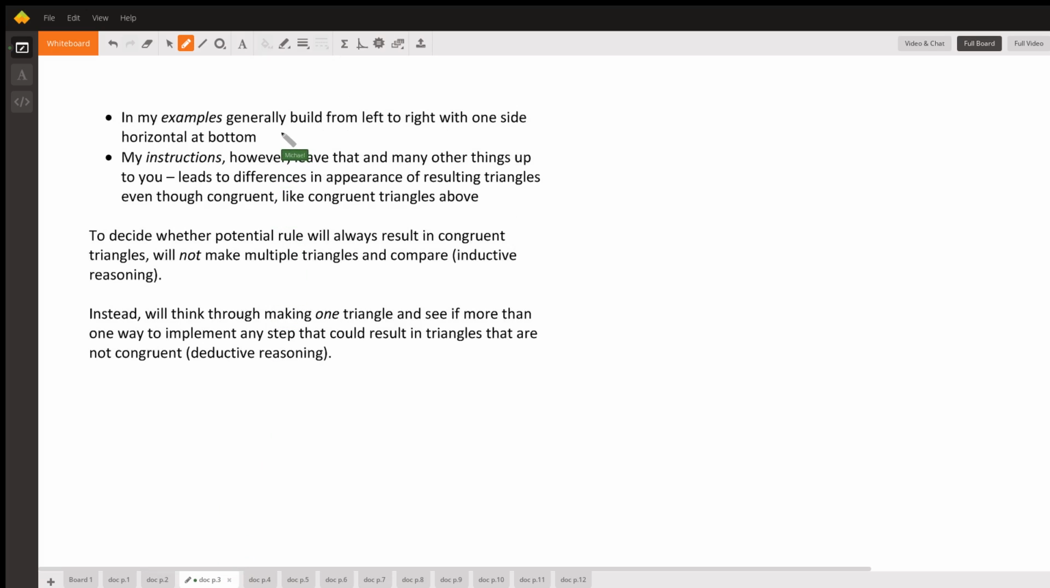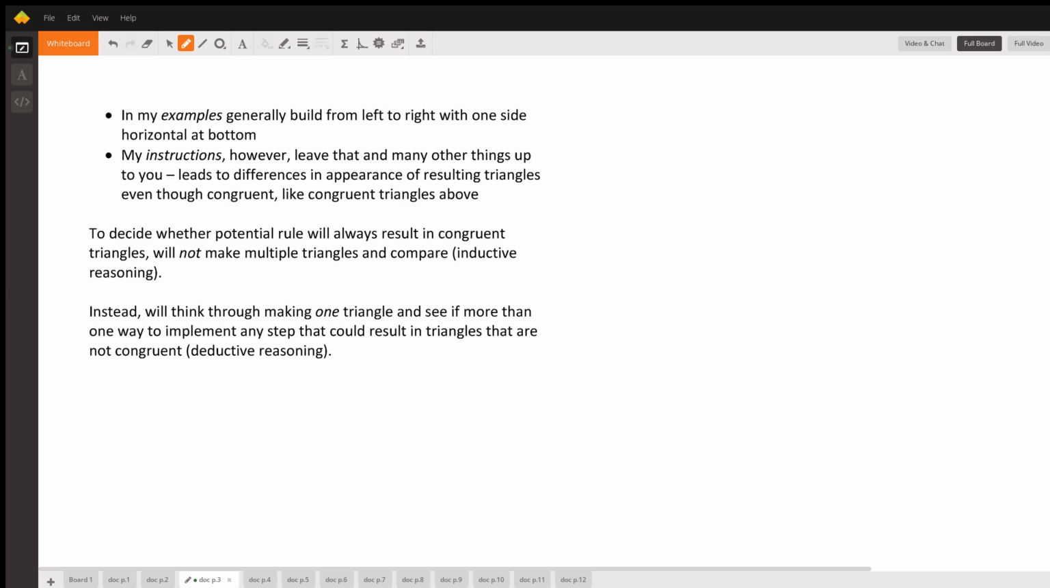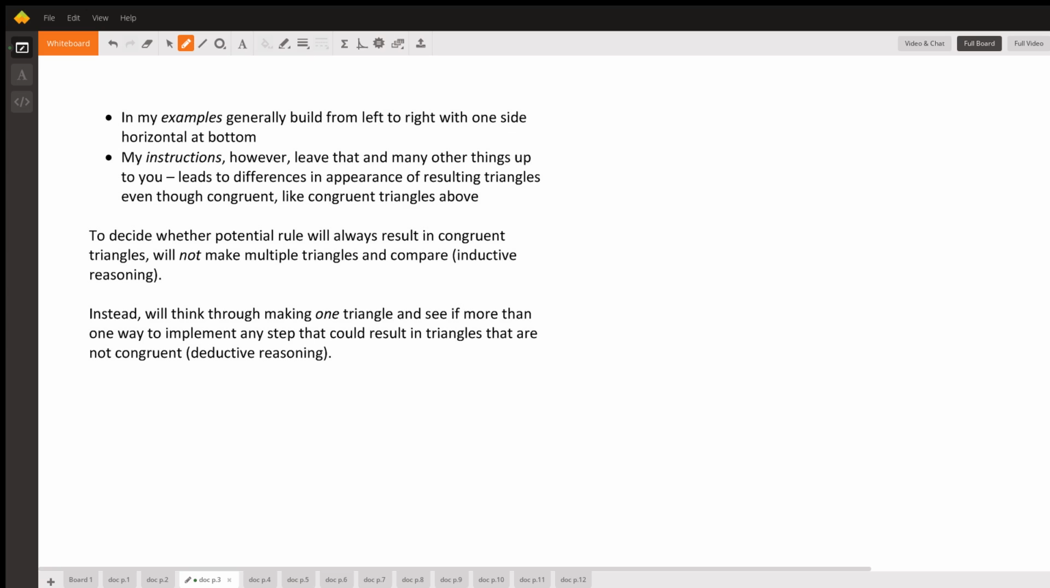In my examples, I generally build from left to right with one side horizontal at the bottom, as you'll soon see. But my instructions leave that and many other things up to you, so you could come up with triangles following my instructions that look kind of different from mine or even from the one you did the day before. But they should be congruent, just not look quite the same, like what we're looking at up above.